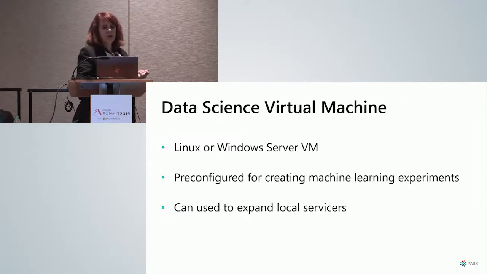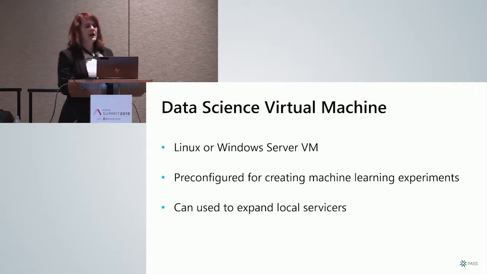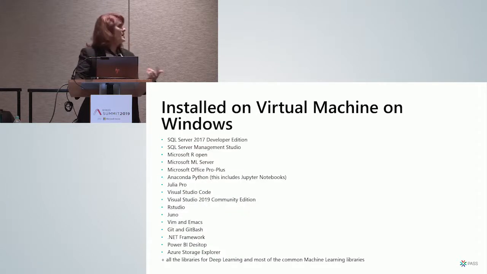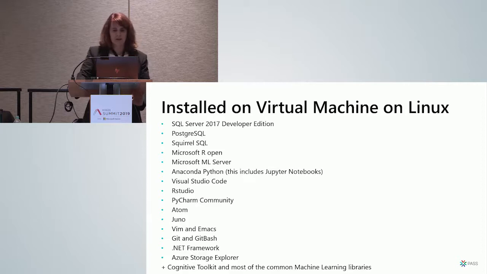The other method that you might have for doing data science is using a virtual machine. Microsoft has created what they call data science VMs. And they are pre-configured for doing anything you might want to for machine learning, and you can use them to expand your local services. So basically, it's a server with a whole bunch of stuff loaded on it, so you don't have to. And the idea being is that you've got a controlled environment for creating these. And they have versions for Linux as well.